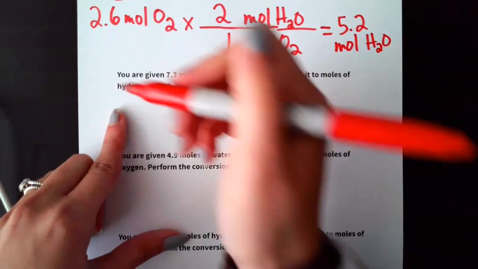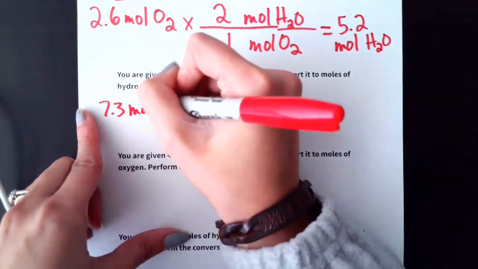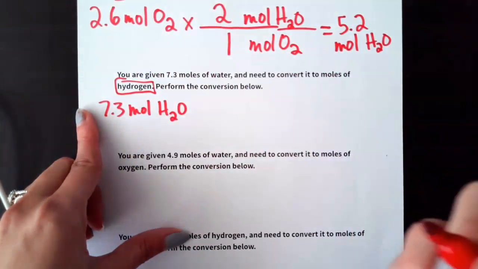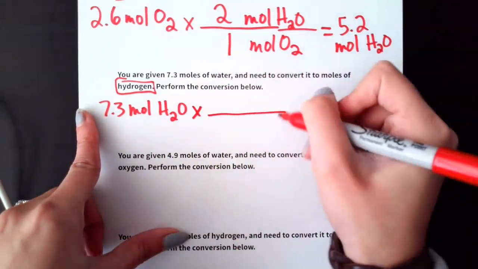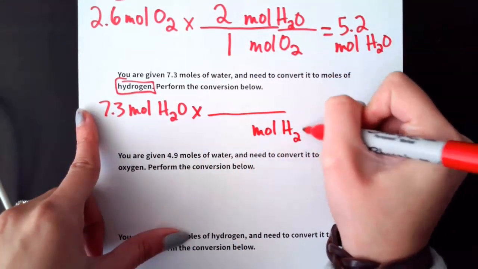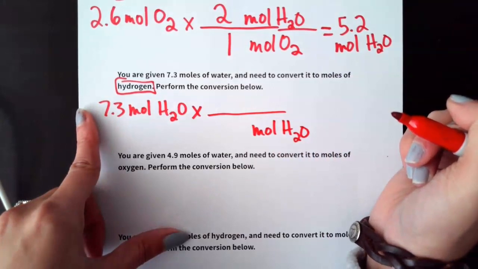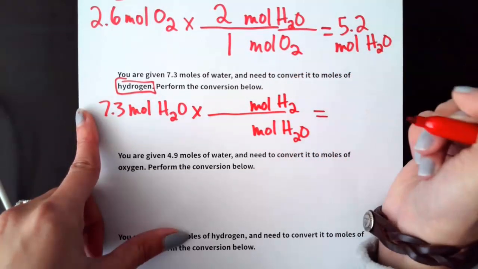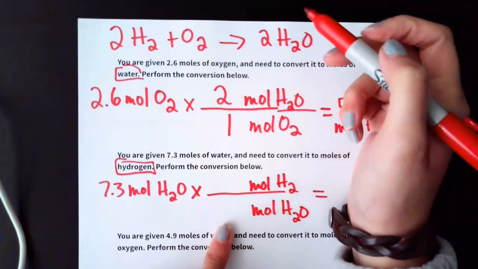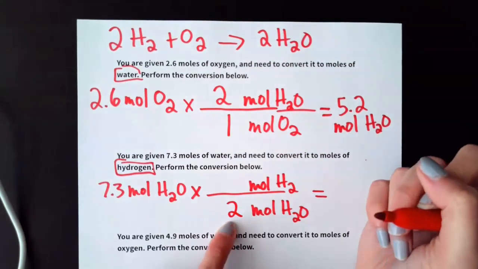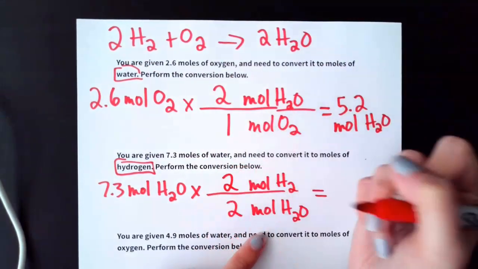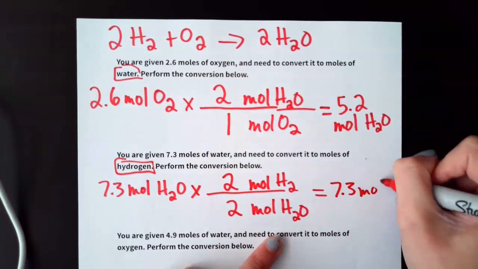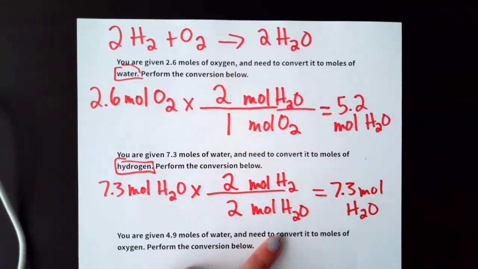Then you are given 7.3 moles of H2O, and you need to convert it into hydrogen. So mole of H2O, and then we need to convert it to mole of H2. So here our coefficient for water is 2, and then our coefficient for hydrogen is 2, so that would just be 1. So 7.3 moles of H2O. Okay?